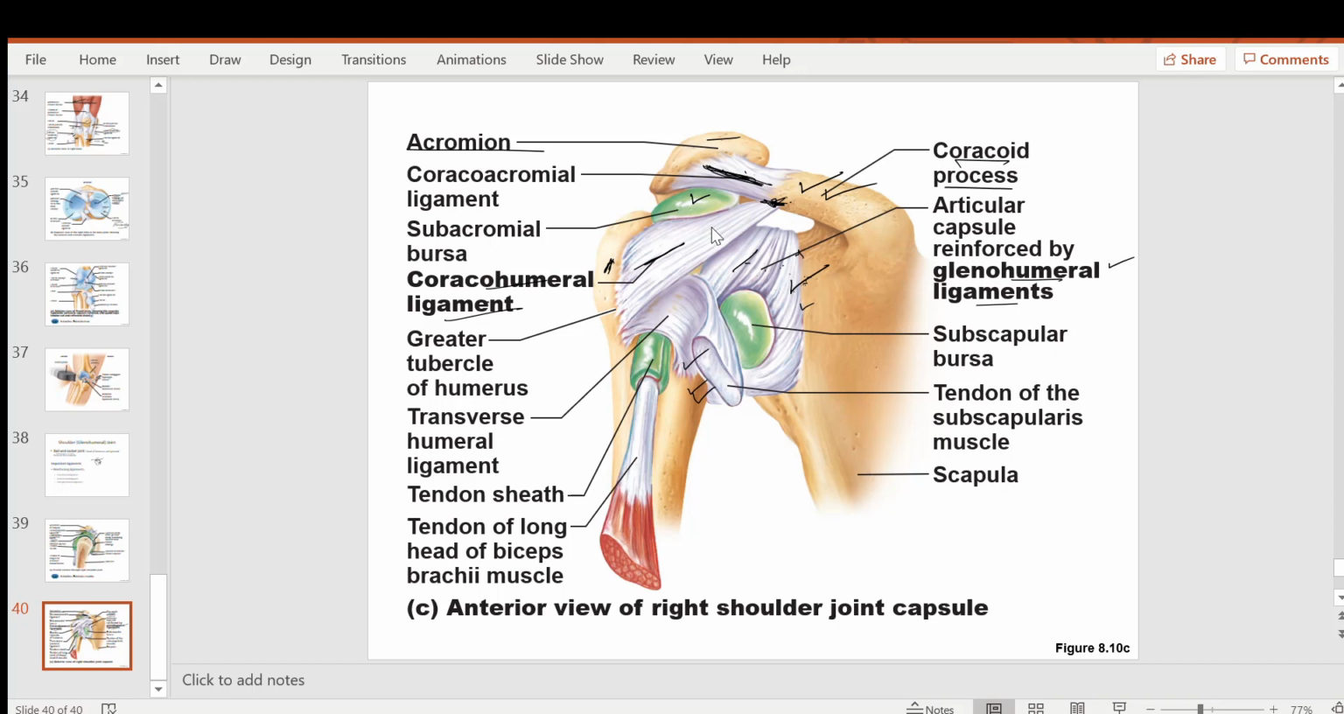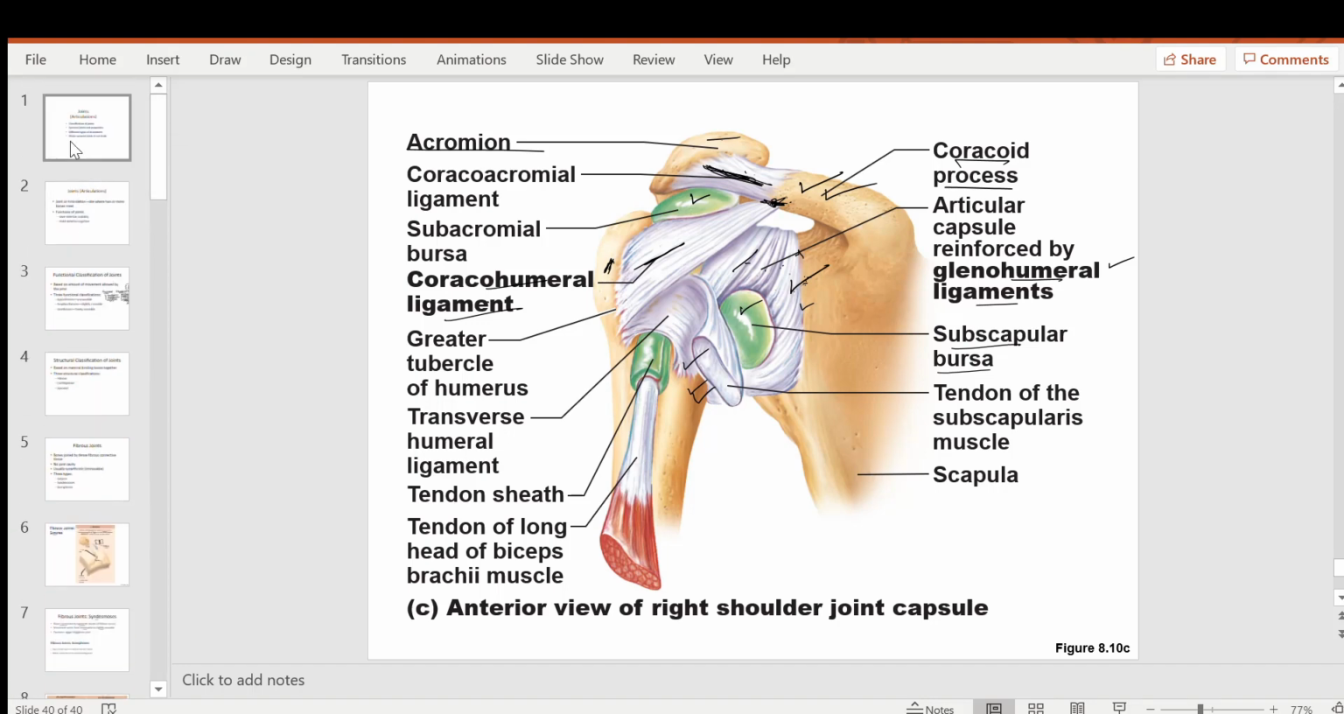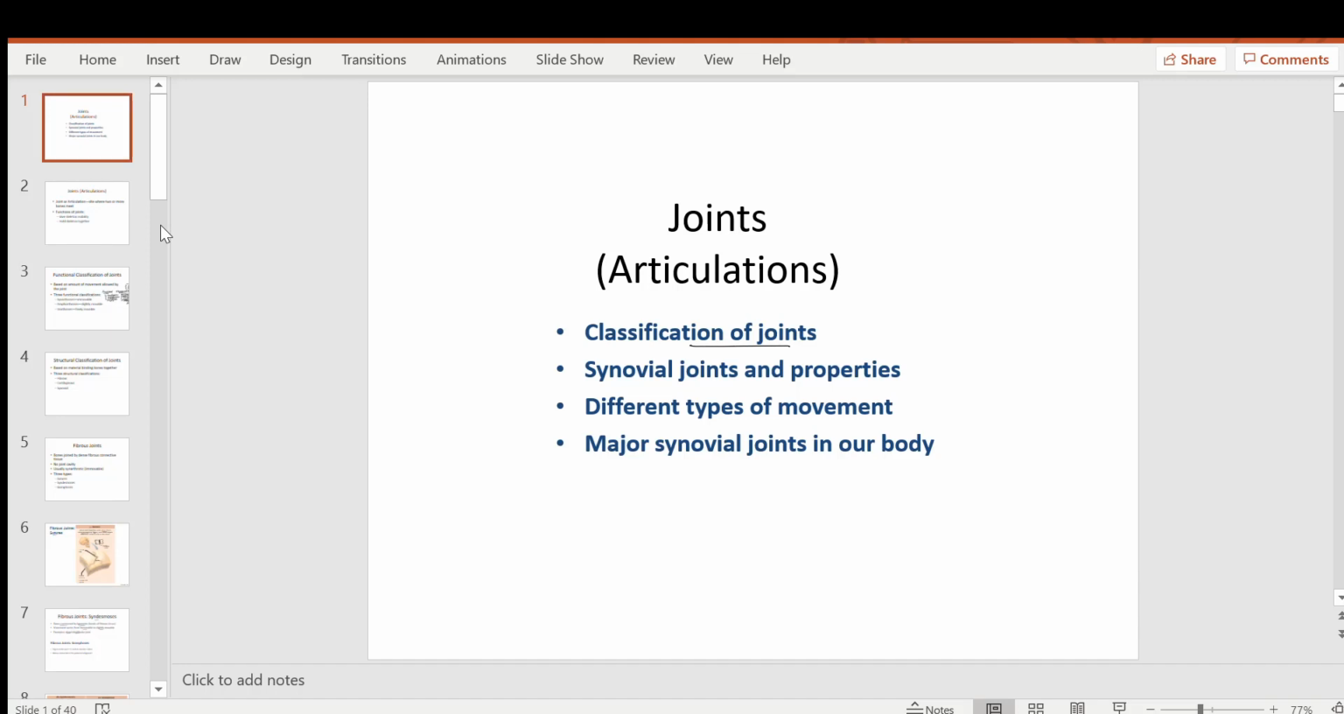And there is another bursa that is called the subscapular bursa, on the inner side of the scapula. Okay, so those are the things you need to know from the joints. First, we talked about the classification of the joints. We classify the joints in two ways: by looking at the function, that means how much movement occurs, and also by looking at the structures, which structures are present in the joints.